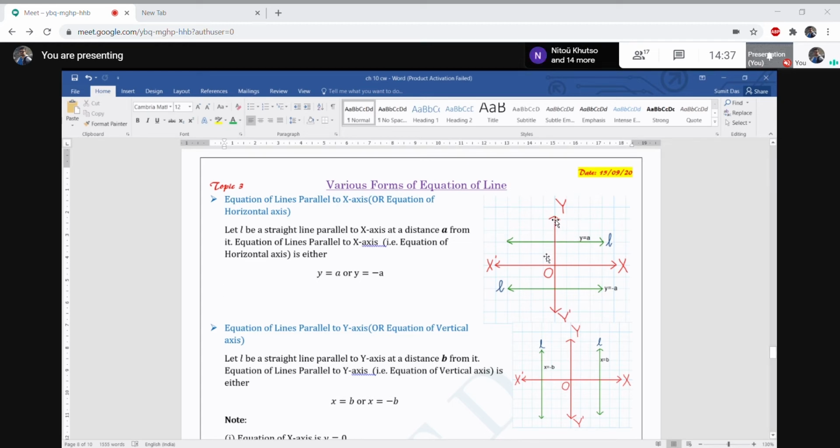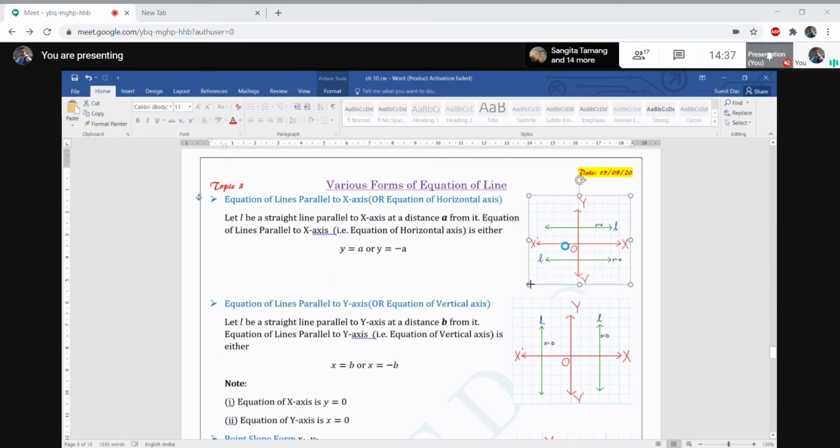So if the line is on the positive y side, it will be y equal to a, and if the line is on the negative y side, it will be y equal to minus a. Now, this equation is also called the equation of a horizontal axis because you can see the line is horizontal, right?